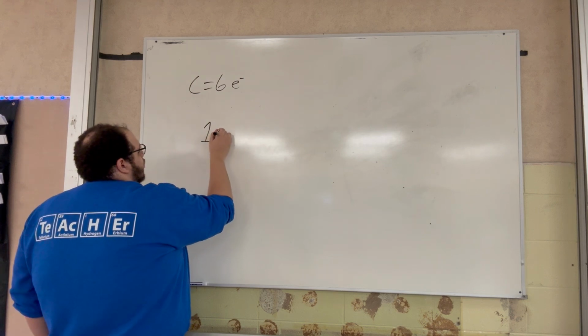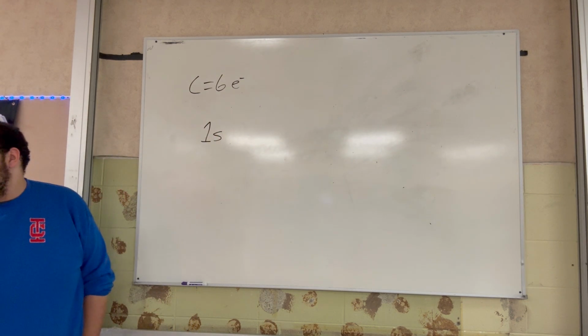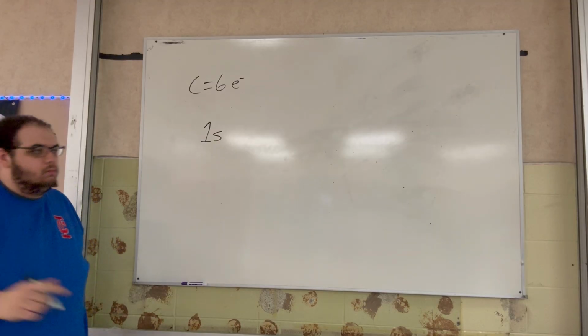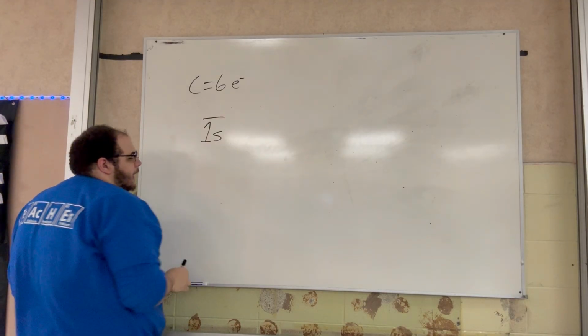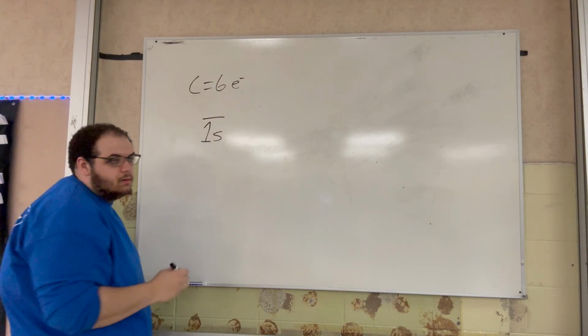How many orbitals can go in an s? All s's get 1 orbital. How many electrons can go in 1 orbital? 2. This is how we do this.